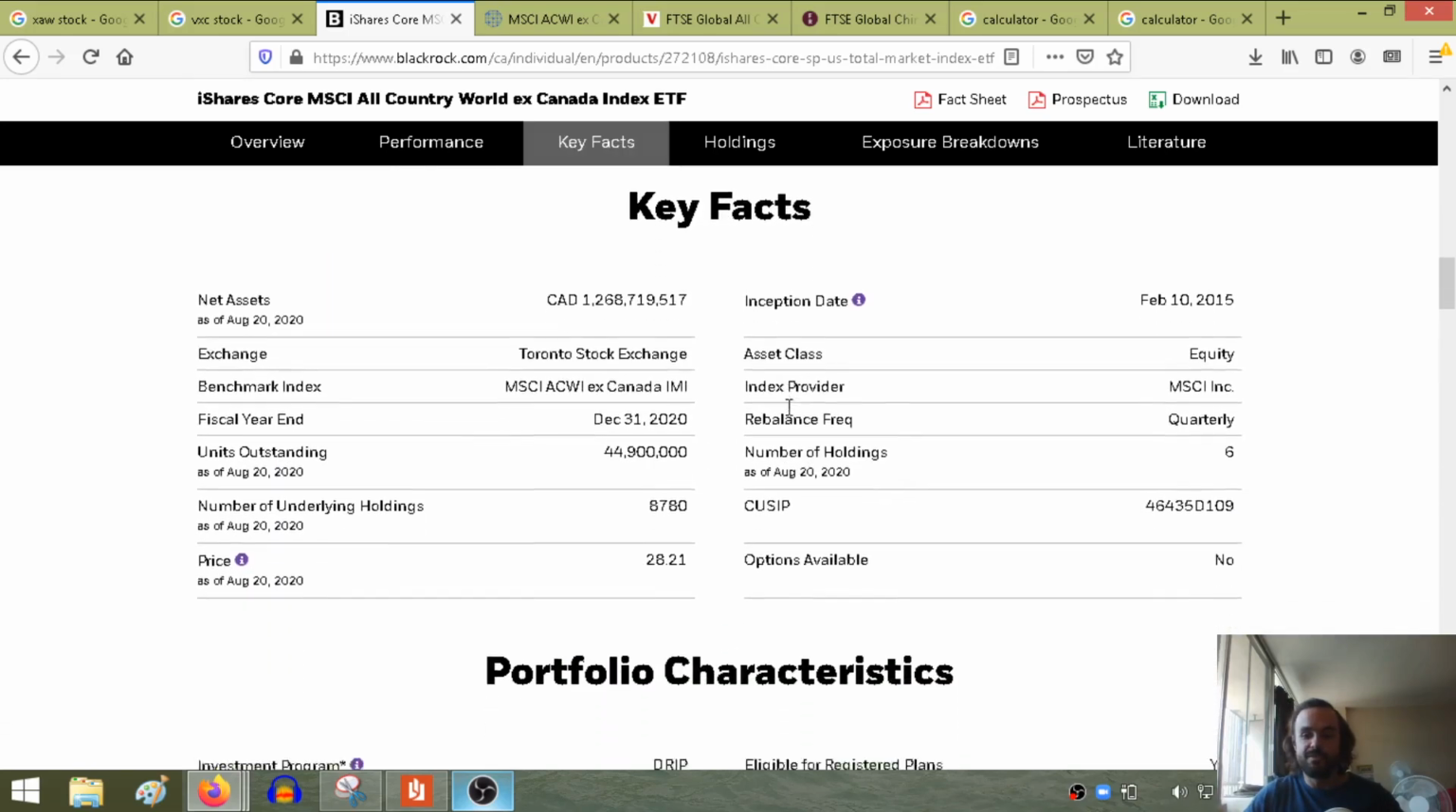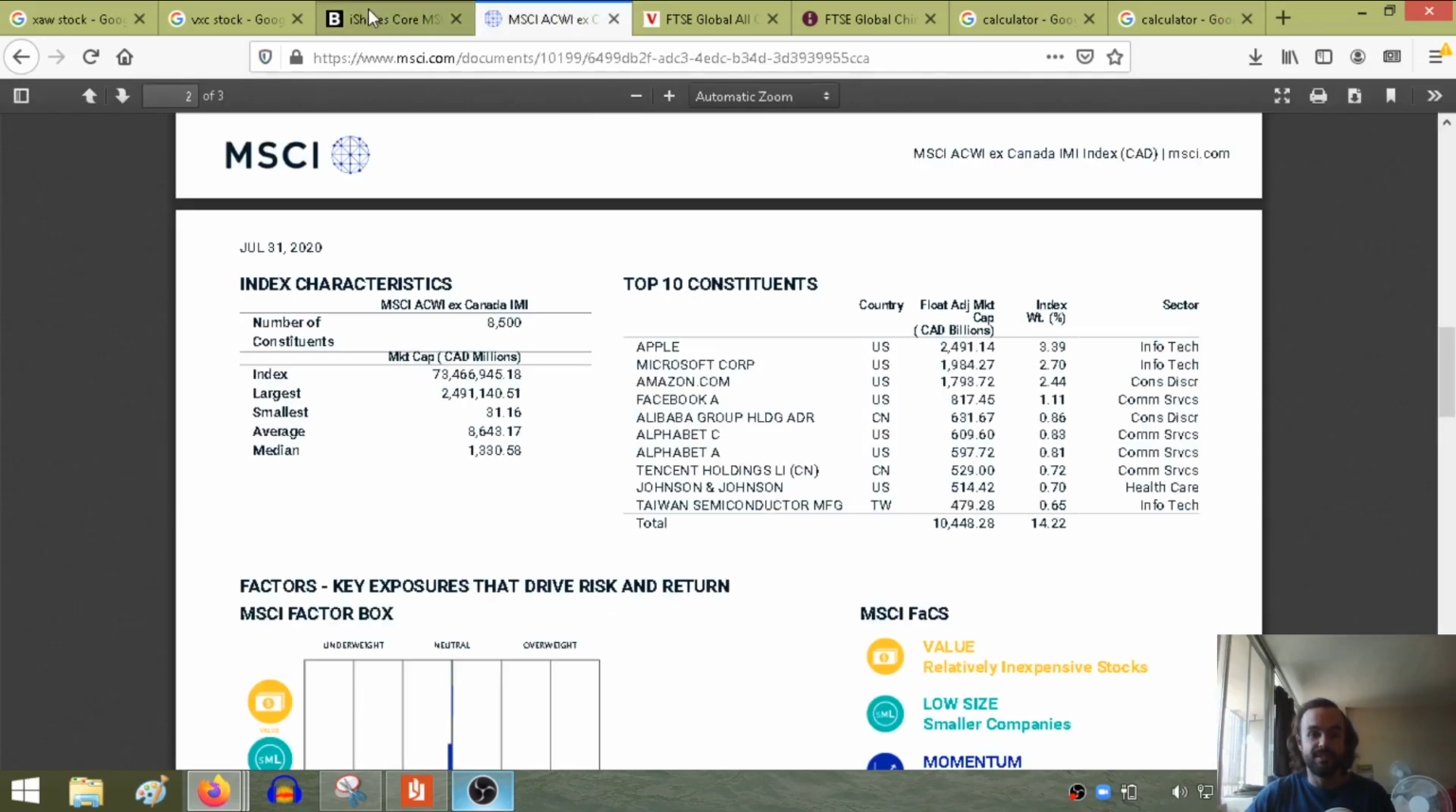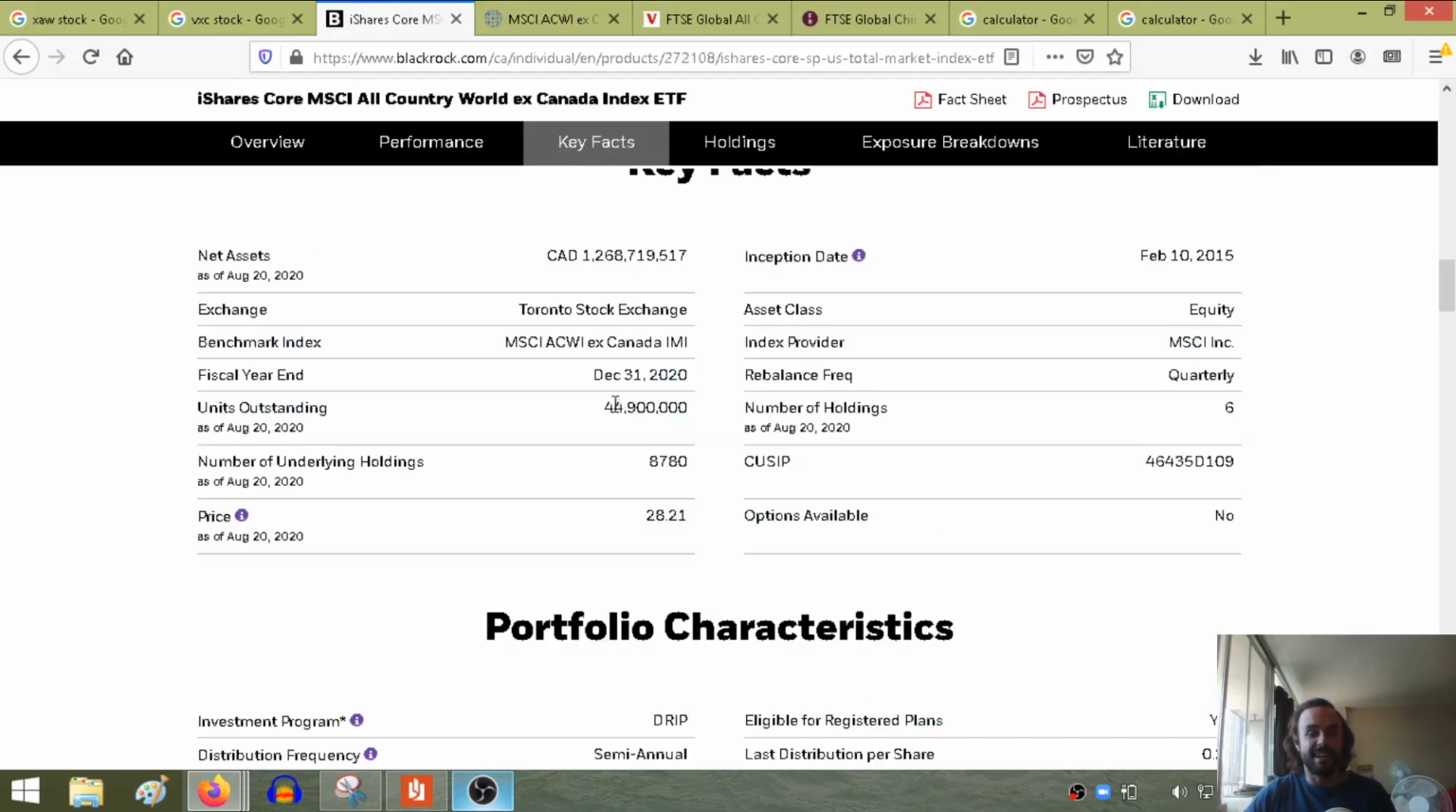Now let's go through some key facts. It is again available on the Toronto Stock Exchange. The benchmark index is the MSCI. So this is where you can get that title next time you want to reference it. It has 44,900,000 outstanding units or shares that are available to be traded, and the number of underlying holdings inside. So this ETF itself invests in quite a few different ETFs.